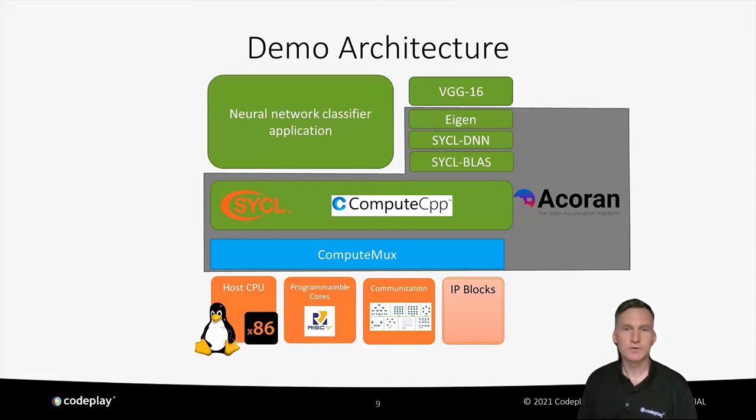The Acoran platform provides some of the components for this demo. The application developer writes code that calls operations from the open source SYCL-DNN library that has kernels tuned and optimized for processors. In this case, the Spike RISC-V simulator, but equally this could be real RISC-V cores or indeed a processor of your own design.